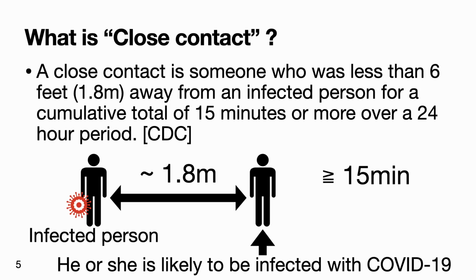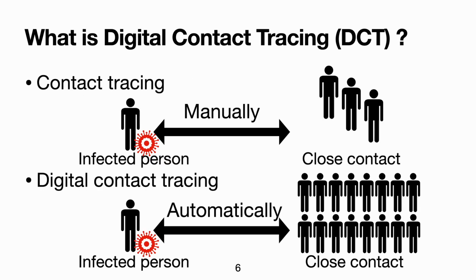First, I explain about close contact. A close contact is someone who was less than 1.8 meters away from an infected person for a cumulative total of 15 minutes or more over a 24-hour period. A person in close contact with a positive person is likely infected with COVID-19 and should be isolated and PCR tested. Next, I explain contact tracing.